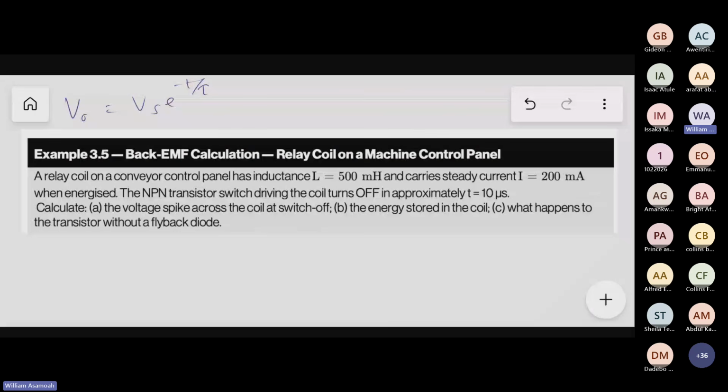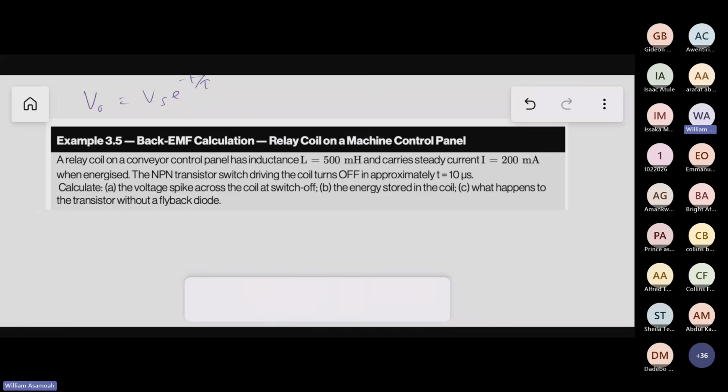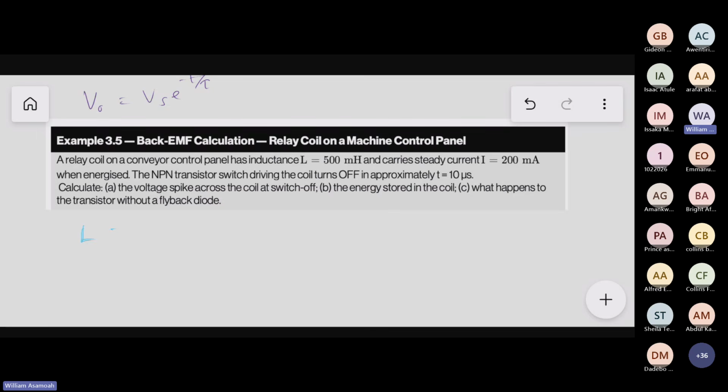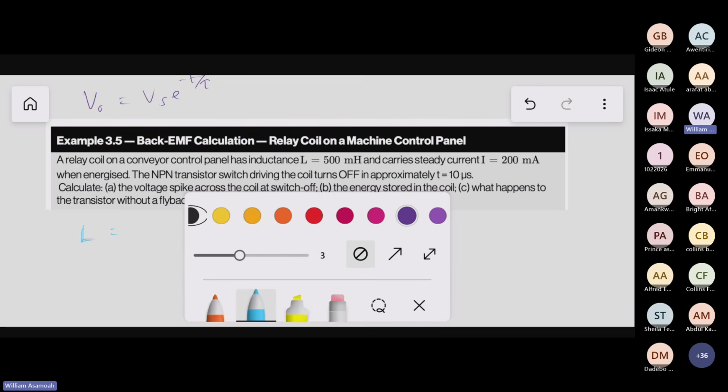So look at what is happening here. We have an L, and the L is equal to 500.